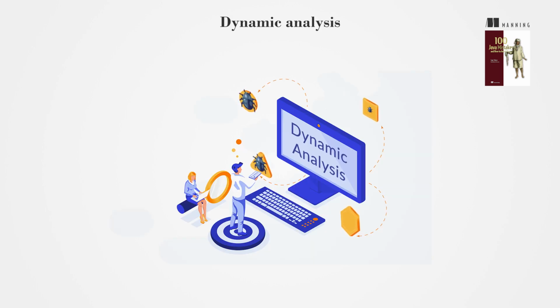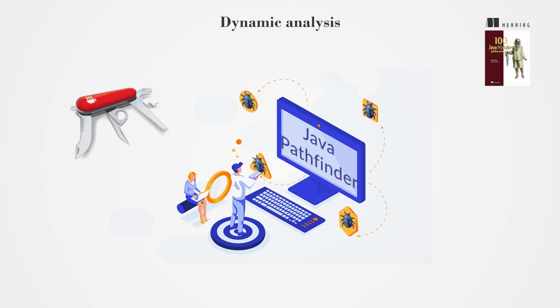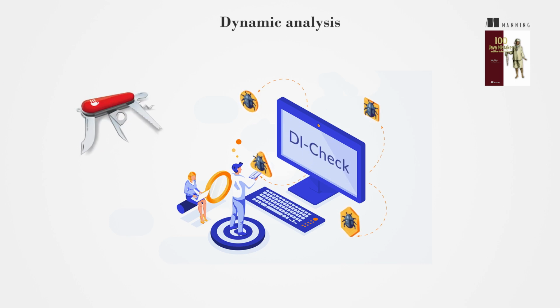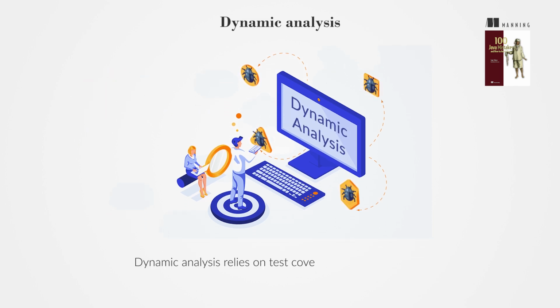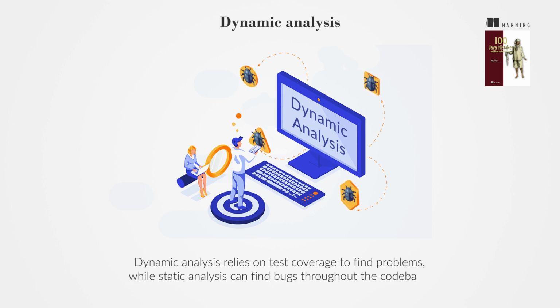Dynamic analysis finds bugs during code execution, complementing static analysis. Tools like Java Pathfinder and DLCheck can identify concurrency issues, but are limited to the code that is run. Dynamic analysis relies on test coverage to find problems, while static analysis can find bugs throughout the codebase.